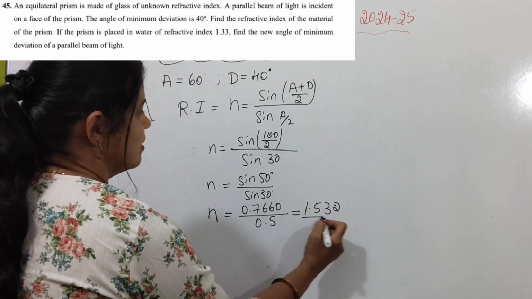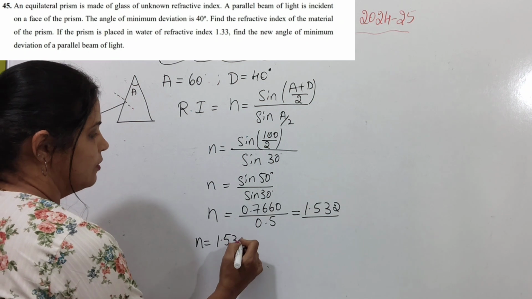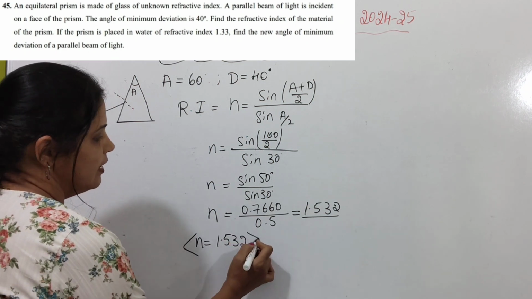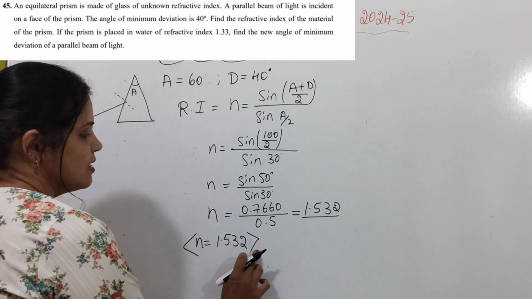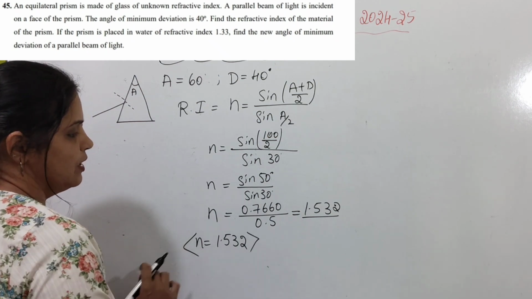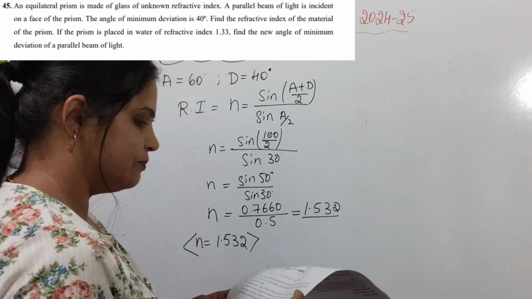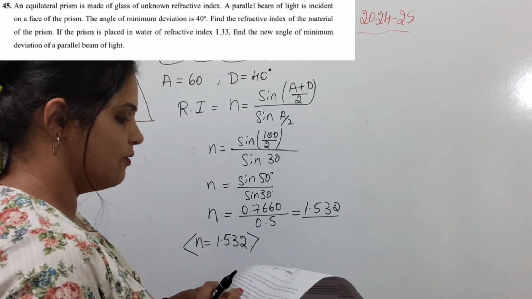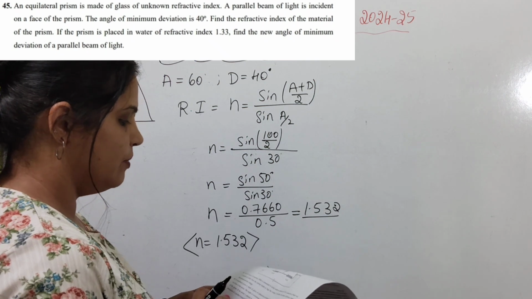1.532 is the answer. So n is equal to 1.532. So refractive index has no unit. There is no SI unit, no dimension, no unit for refractive index. The sub question is, if the prism is placed in water of refractive index 1.33, find the new angle of minimum deviation.